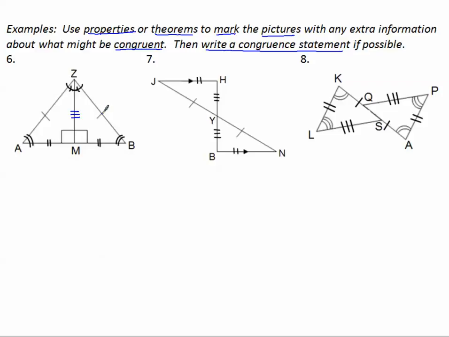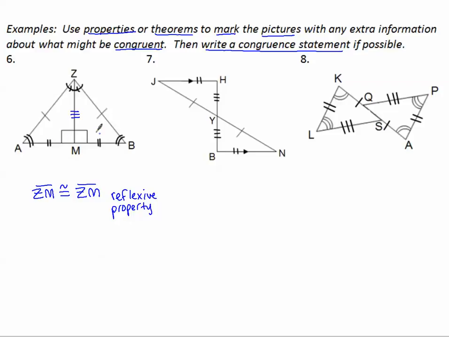Now see, I've marked a 1 and a 2, so now it's time for the third slash. Because this segment is the same as itself, I'm going to say segment ZM is congruent to itself, segment ZM, and it's by the reflexive property. So I'm going to make sure that I write down that it's the reflexive property allowing me to mark that it's congruent.